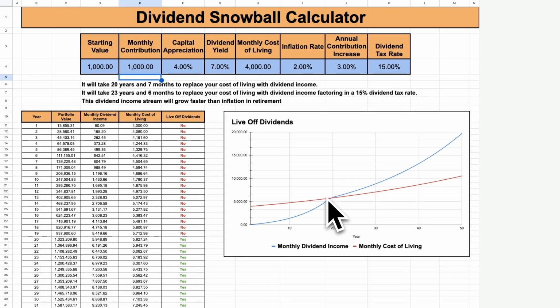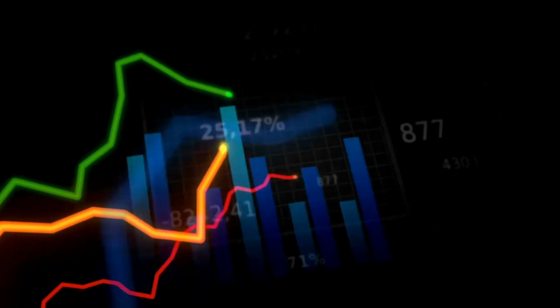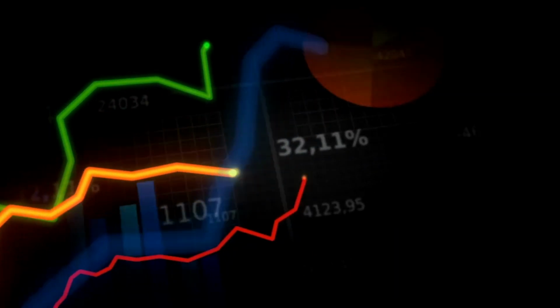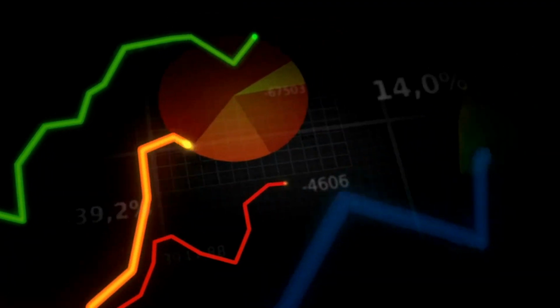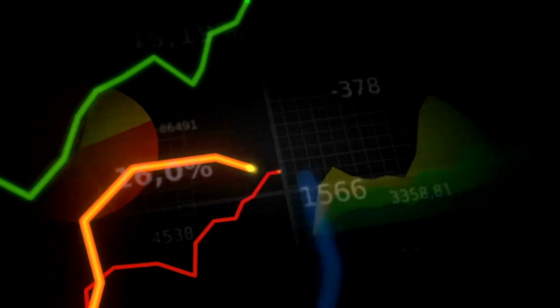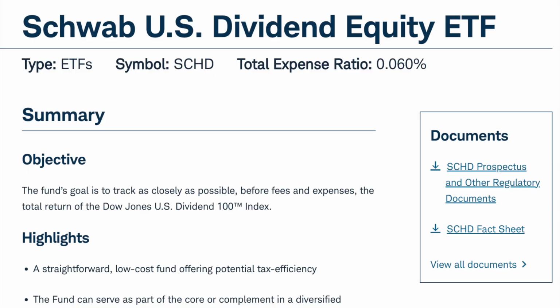And keep in mind that JEPI's dividend stream is more likely to grow faster than inflation, whereas that is an unlikely scenario for QYLD. Now that we have looked at a high-yield example, a blend of yield and dividend growth, it's only fair that we consider a pure dividend growth focus as well. Enter the popular Schwab US Dividend Equity ETF, ticker symbol SCHD.